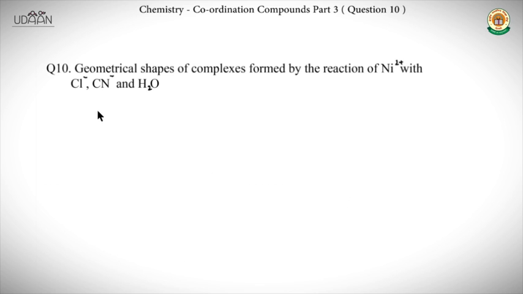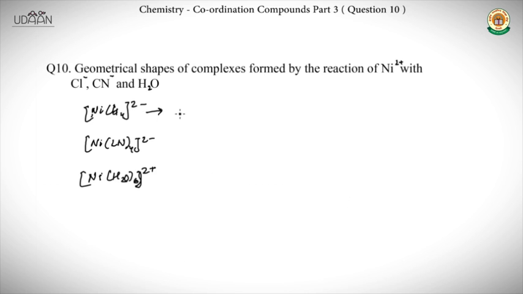In this case, Ni2+ will form NiCl4 2- with chloride. This is a standard compound that it always forms. We need to remember these compounds, which are standard and always formed. You'll be able to remember them by the end of practice of this chapter. [Ni(CN)4]2- is formed from the reaction with CN-. And [Ni(H2O)6]2+ is an octahedral compound formed from this reaction, with 2+ because it maintains the charge. Now we'll have to check the geometry of each compound.